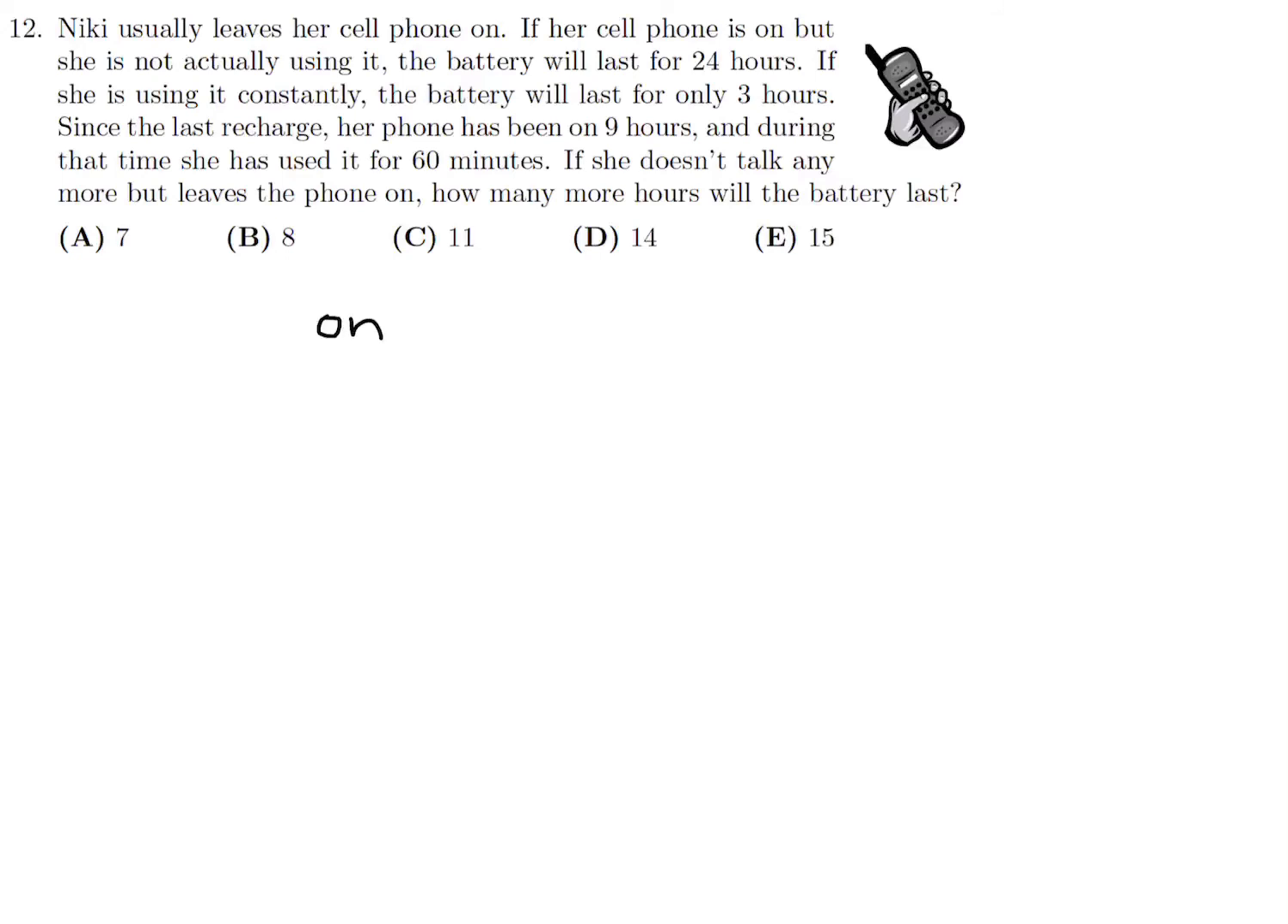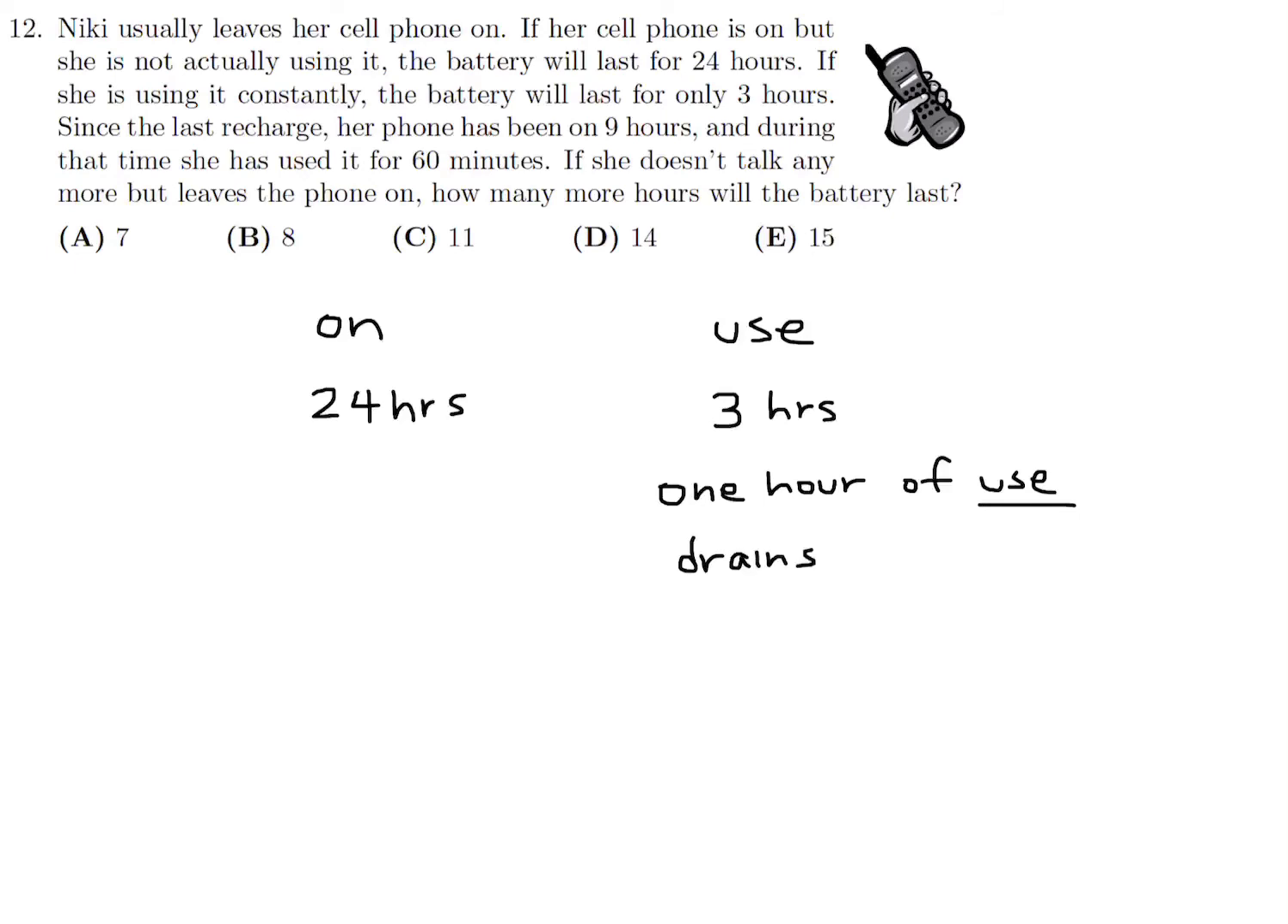So if her phone is on, she gets 24 hours of battery life. If it is in use, she gets only 3 hours. So when it's in use, it drains the same amount of time, but it does it a lot faster, as you can see. So 1 hour of use drains 8 hours of on time, right? If it's in use for 3 hours, it would drain 24 hours of on time. That's the comparison. So now let's look at our question.